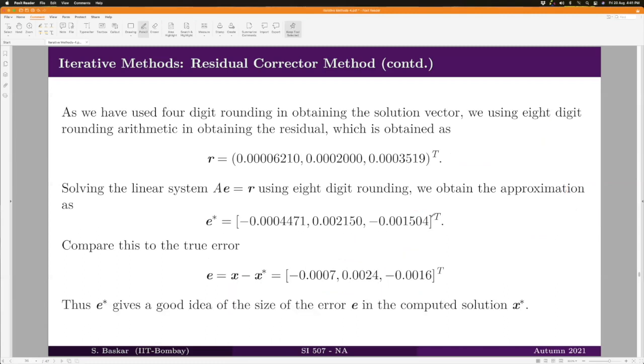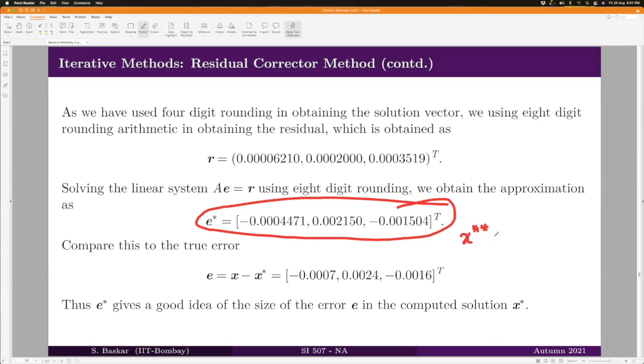Now, once you have a good idea of the mathematical error involved in your solution, the question is, why can't I add that? Say x star star is equal to x star, which I computed using Gaussian elimination method or any method that you would like, plus this E star also. That will be a better approximation to your exact solution when compared to x star, right? So that is the idea behind the residual correction method.